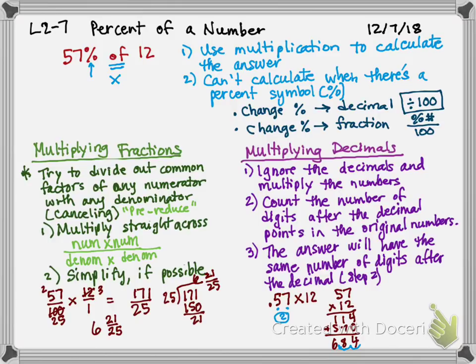So my final answer is 6.84. And now you might say, well, wait a second. Are those the same? Think about it. If I multiplied 25 by 4, I would get into hundreds. Okay, hundreds. So if I multiply 21 times 4, I get 84. So both of these answers are identical. They're just different formats. Okay?